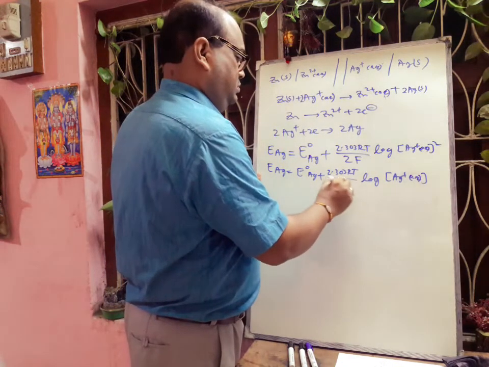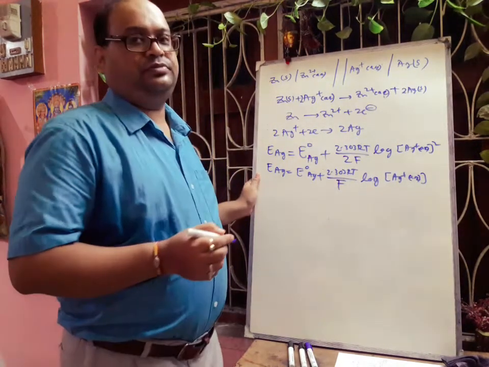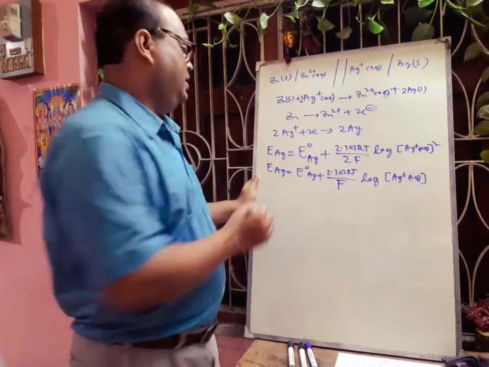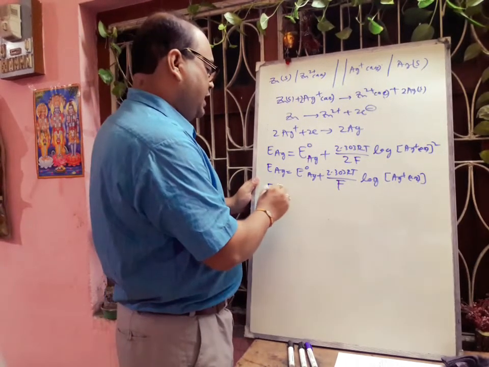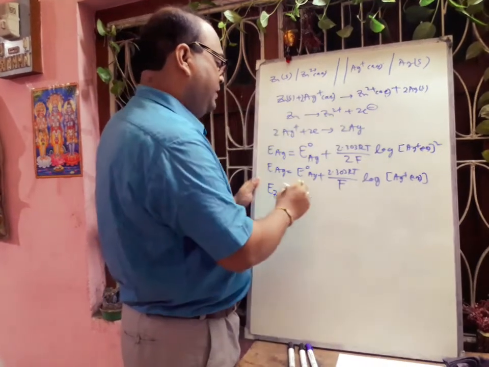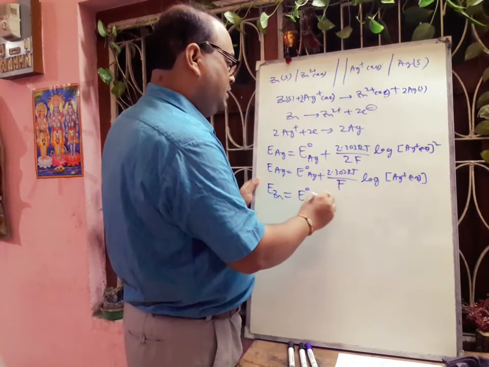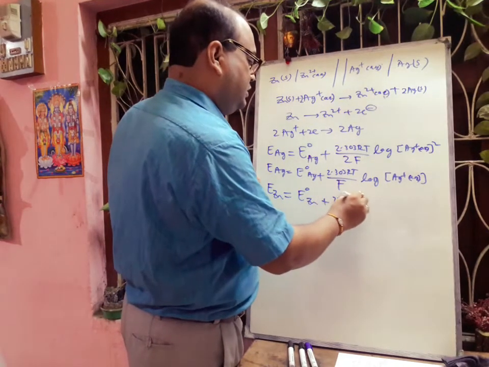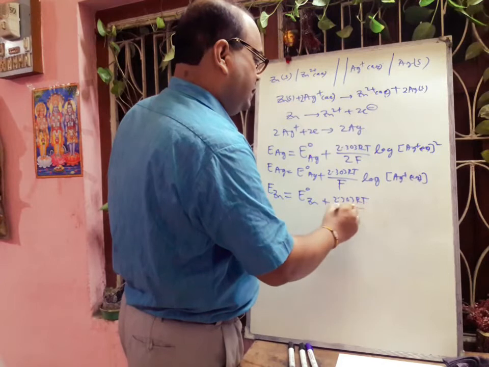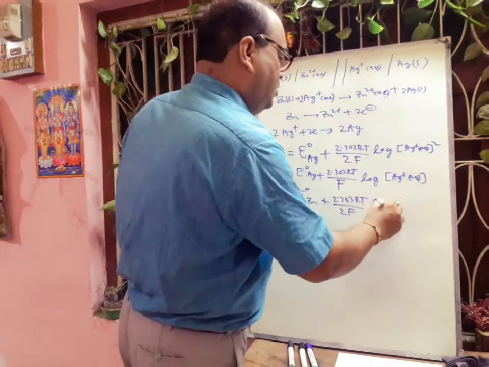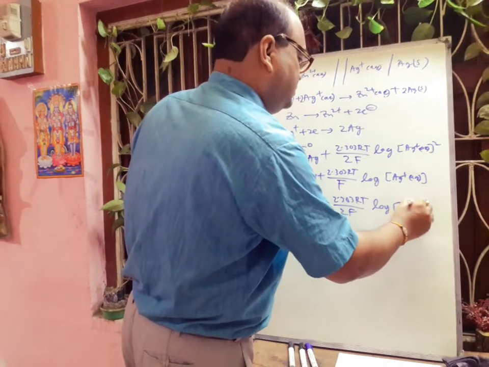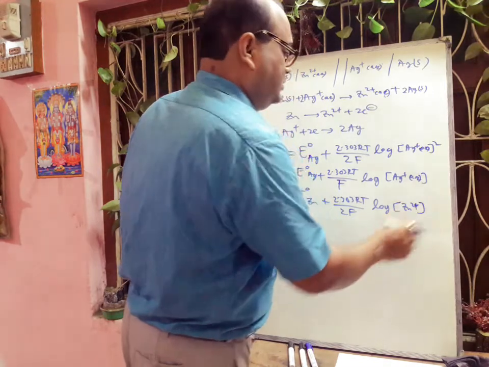Next, for zinc. In case of zinc, we write E_Zn equal to E0 Zn plus 2.303 RT by twice F log concentration of Zn2+ aqueous.